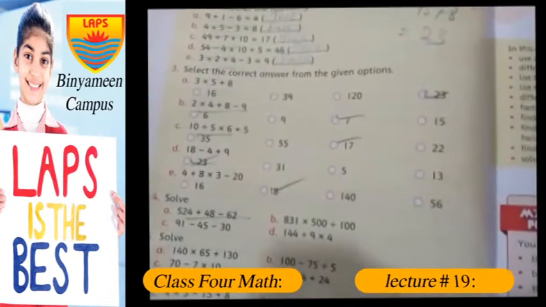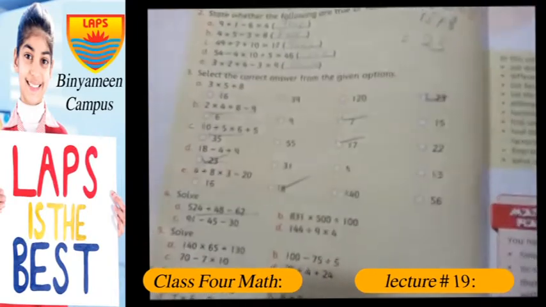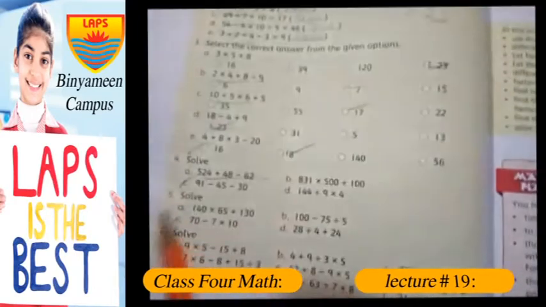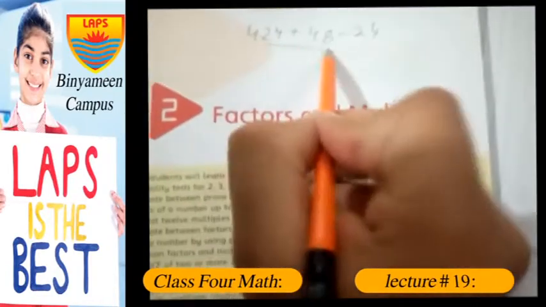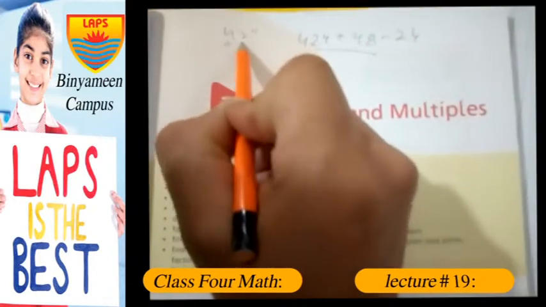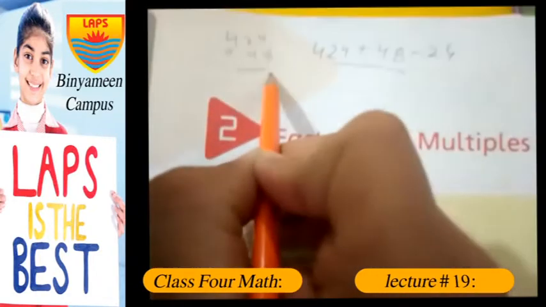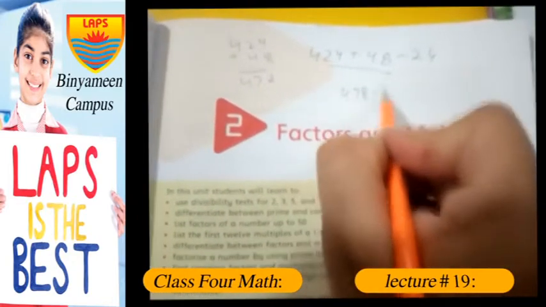Like the first one here says 424 plus 48 minus 24. These problems will be solved in your neat notebooks. For the first problem here, according to DMAS, we have to perform addition first. For that, 424 plus 48: 4 plus 8 makes 12, 1 carry, 7 or 4, and it makes 478 minus 24.